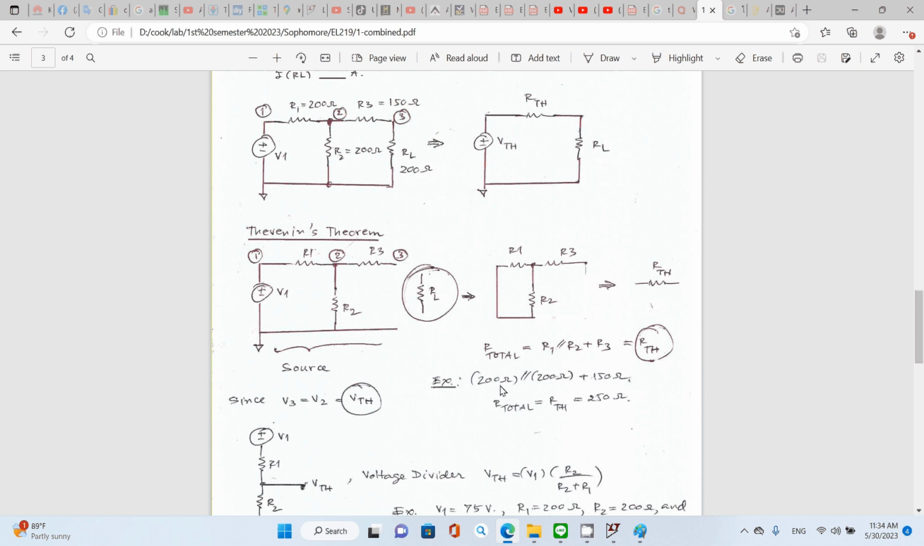Take a look at this quickly. When the same resistances are in parallel, this will drop to half of that resistance. So 200 in parallel with 200 drops to 1/2 of 200 ohms. That gives you 100 ohms. And then you put it in series with R3, 150 ohms, that's 250 ohms. That's your RTH. So you already have VTH and RTH.